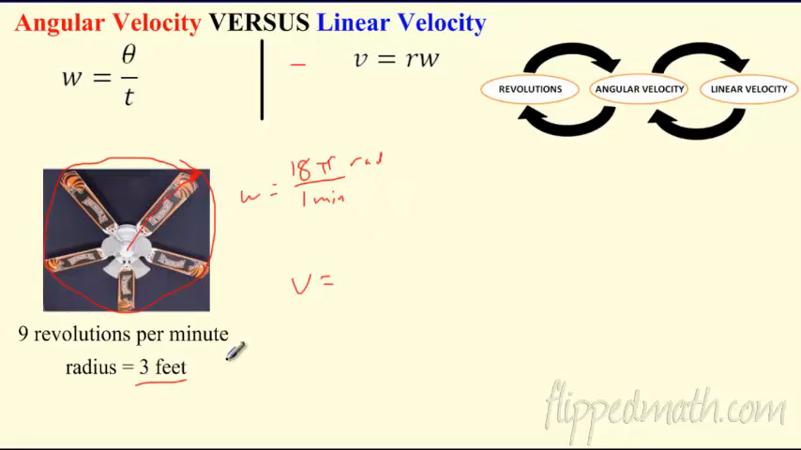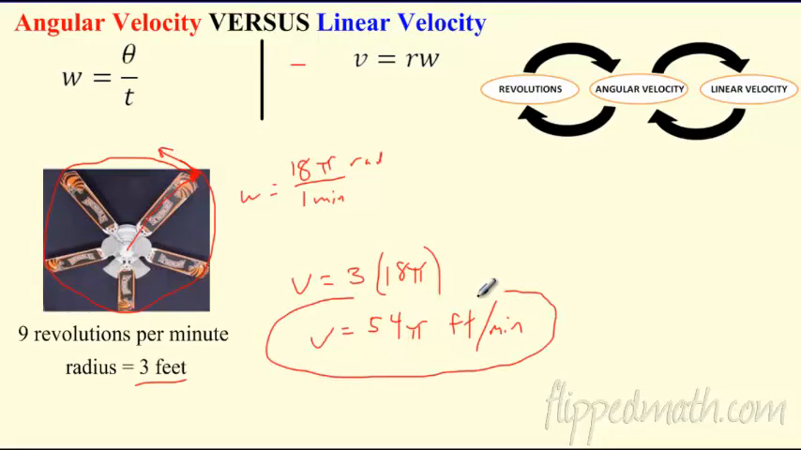So what am I going to do? How fast is that? Like if this point fell off, what would it shoot off at? Pew! It would be what? It would be 3 feet times that 18 pi. My linear velocity is just what? 54 pi. Help me label this. I am now in what? I am now in feet per minute. Fantastic. So I use the angular velocity to get to my linear velocity.